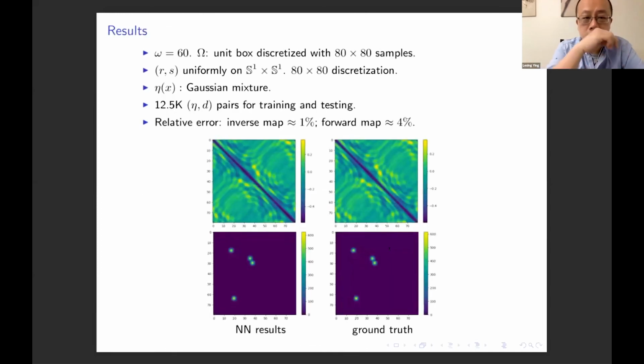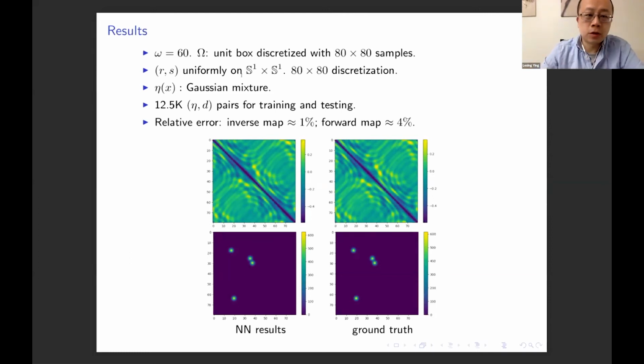So let me just give you one simple result. Here we're training with frequency omega equal to 60, and the domain of eta is discretized with 80 by 80 samples, so it is an 80 by 80 Cartesian grid. And the data domain RS, we sample uniformly on these unit circles, again with about 80 points per circle.